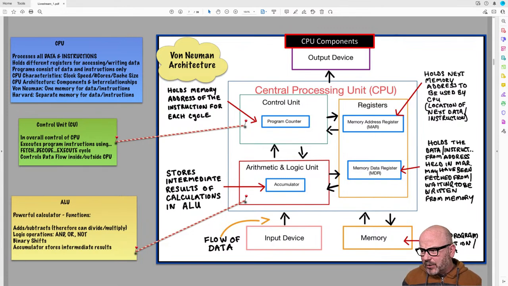And don't forget, cache holds the frequently used data and instructions. There's another mark for you there somewhere with frequently used data and instructions. All right, where was I?